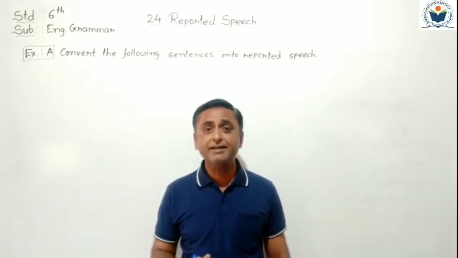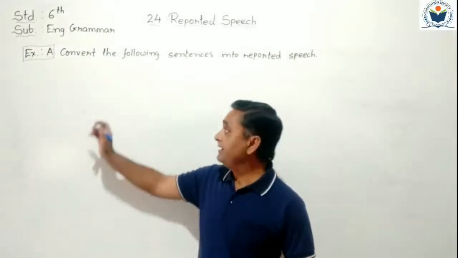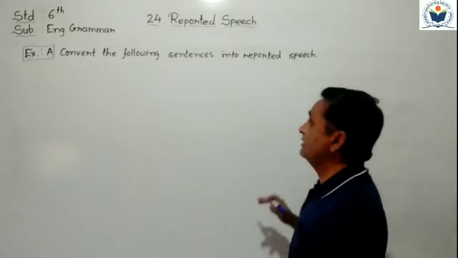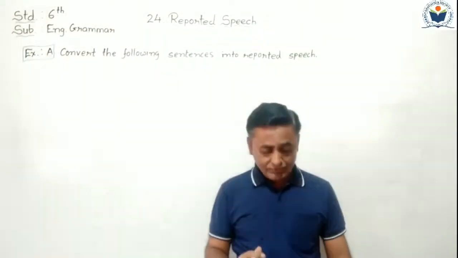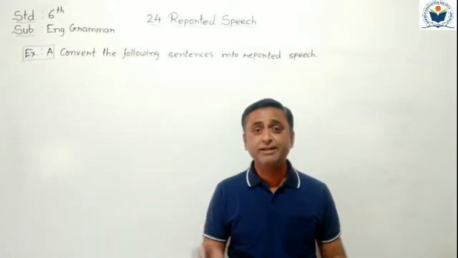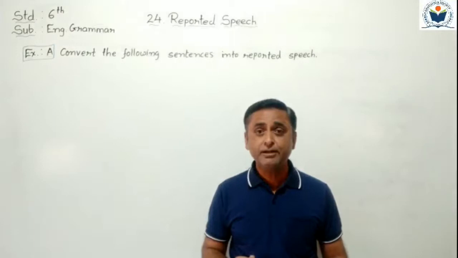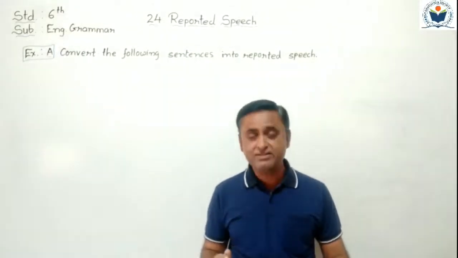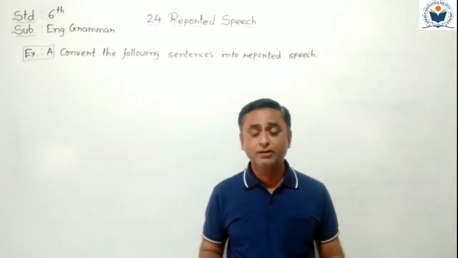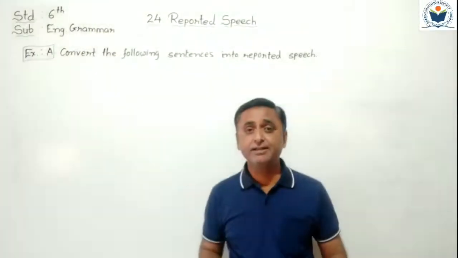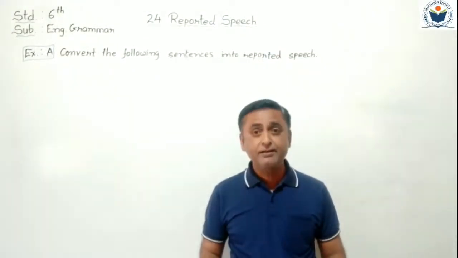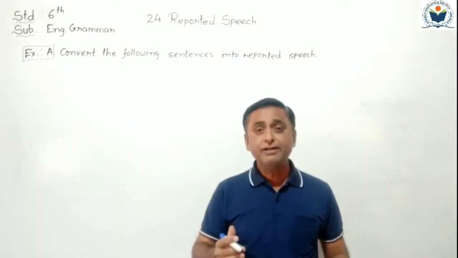Exercise A's heading is given here. Exercise A, convert the following sentences into reported speech. Now here, downside some sentences are given. We have to convert them into reported speech or indirect speech. Okay? So open your English grammar textbook, page number 91, exercise A. I read the question sentences from the textbook and I write answers here. You have to complete all the answers as I have written on the board. Okay? Understand, students? So now let's start our exercise.